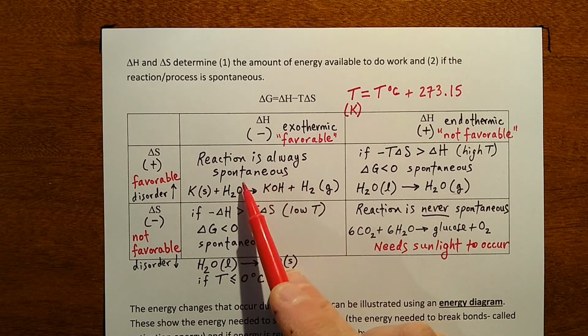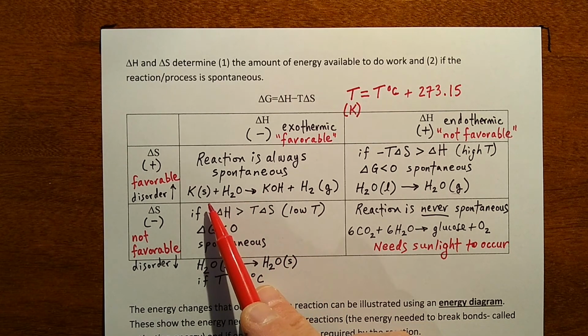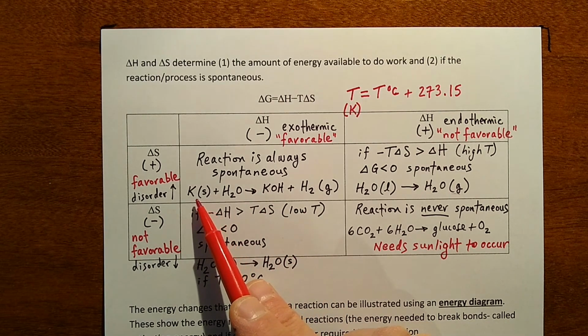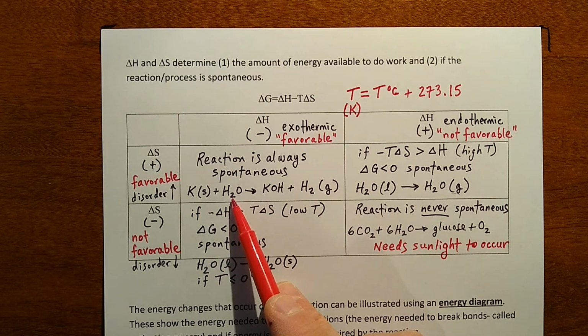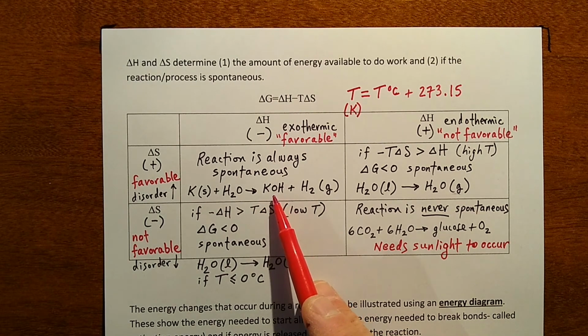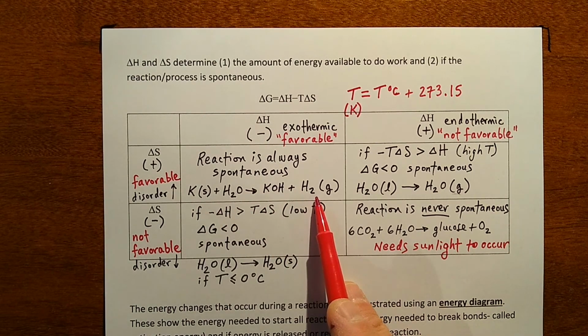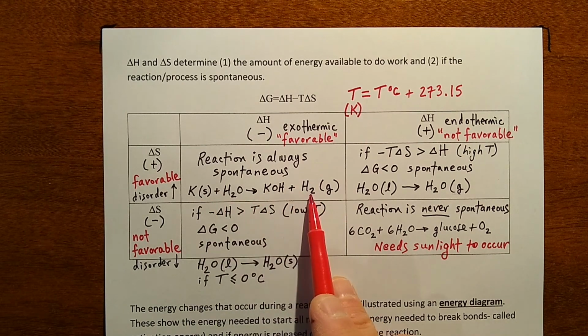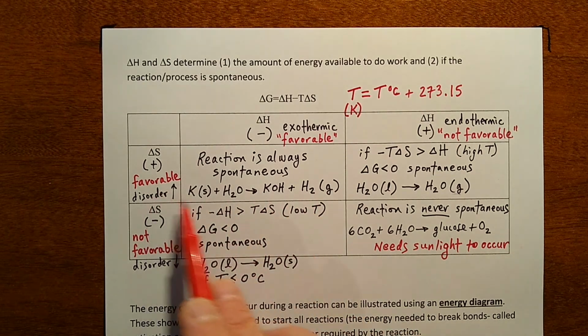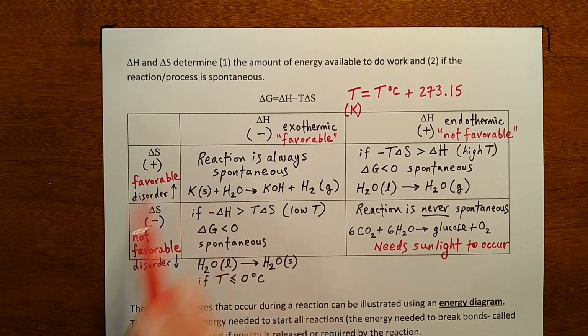Going back to this first case, where reactions are always spontaneous, would be like if you threw an alkali metal like potassium into water. It's an explosive reaction, and you would get potassium hydroxide and hydrogen gas. Reactions that form gases usually are going to be spontaneous, because forming gases from solid and liquid is a good thing from a chemical reaction sense. The reaction wants to go in that direction. It's favorable from an entropy standpoint. There's more disorder on the right side of the equation, on the product side.